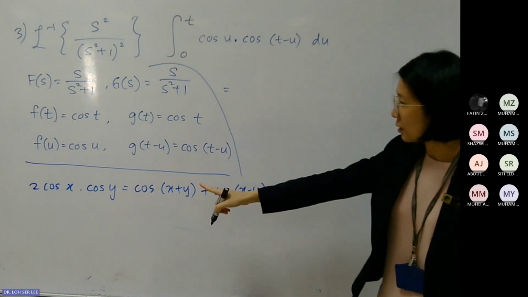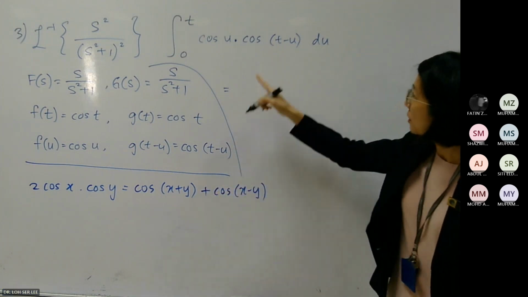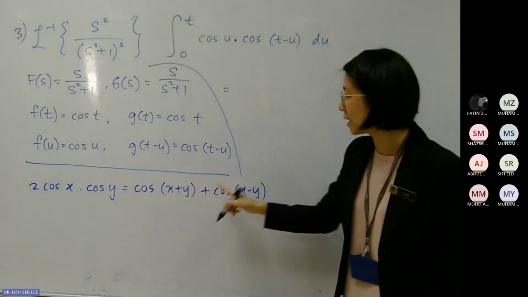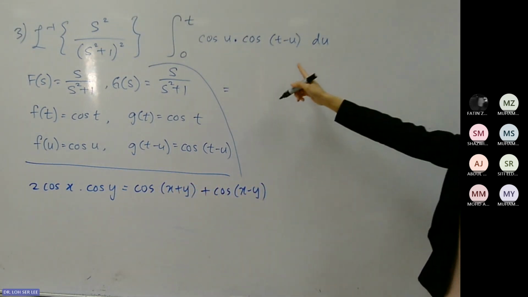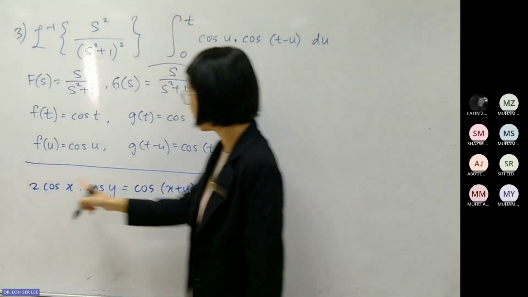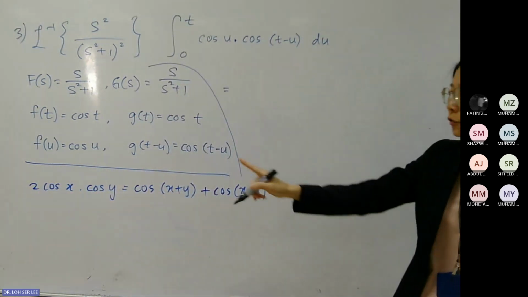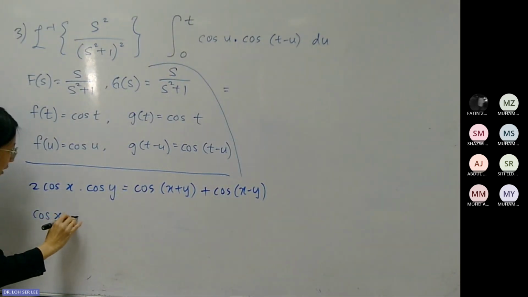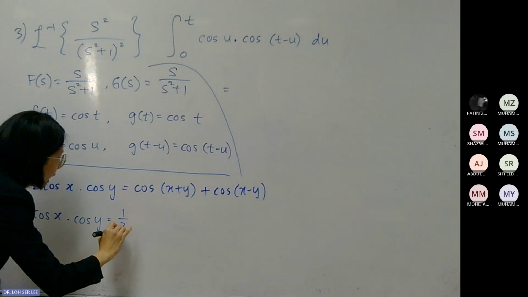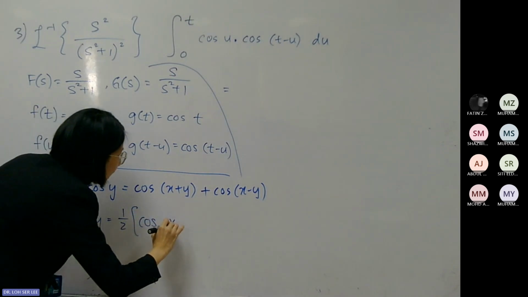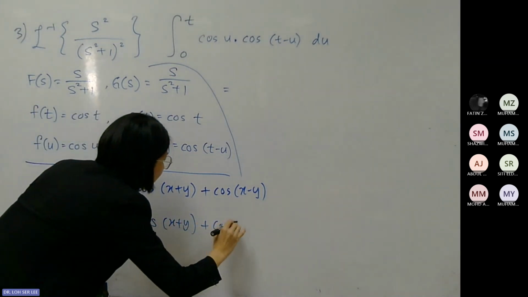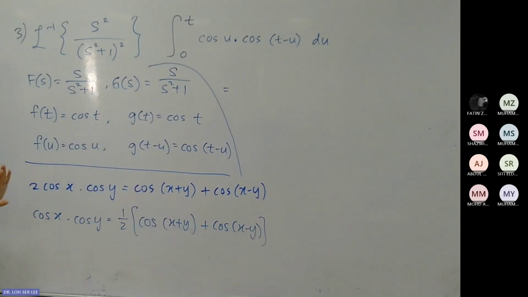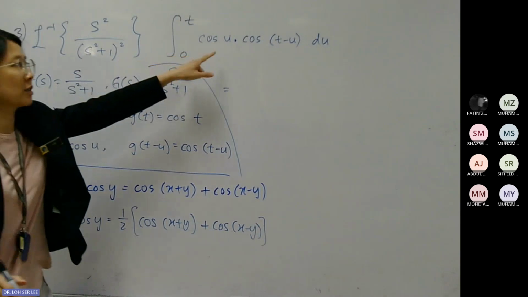So here we want to use this to change this one into a cos function plus another cos function. We do not have the 2, so we move the 2 to the right. Meaning that cos x times cos y equals half of cos of x plus y plus cos of x minus y. We will use this identity to change this.